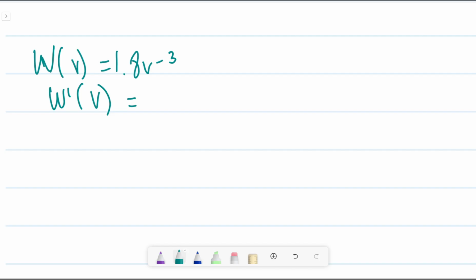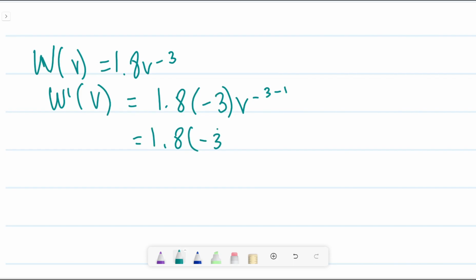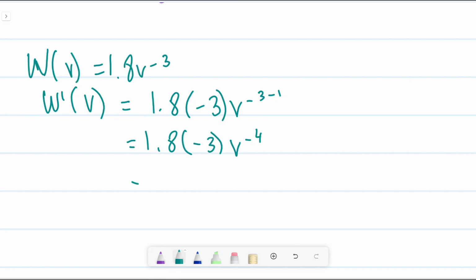Now let's move to another example. If w of v equals 1.8 v to the power of negative 3, what is the derivative of this function? First of all, we keep the constant outside. v to the power of negative 3. To find the derivative, first of all, we drop the power and then we subtract 1 from it. So this is 1.8 times negative 3 times v to the power of negative 3 minus 1, which is negative 4. And we can multiply 1.8 times negative 3, which gives negative 5.4 v to the power of negative 4.